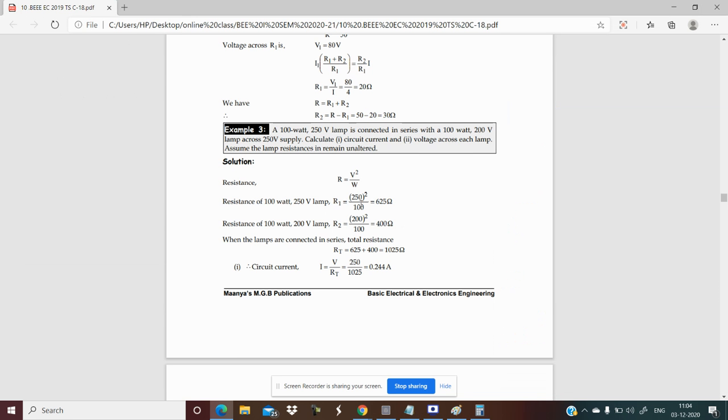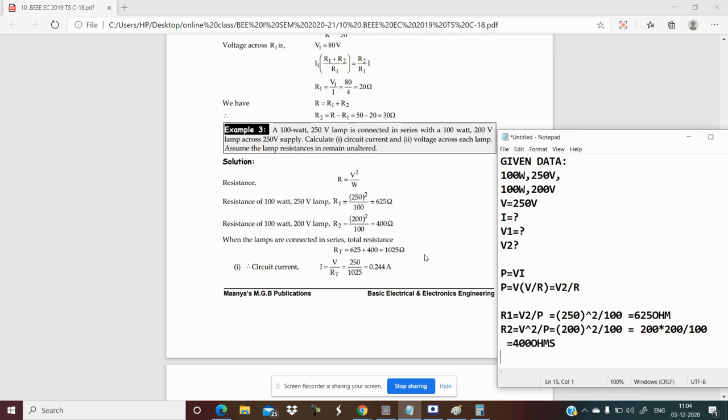Now you have got the R1 and R2 values. You can calculate the total resistance, that is R equals R1 plus R2, which is 625 plus 400, that is 1025 ohms.